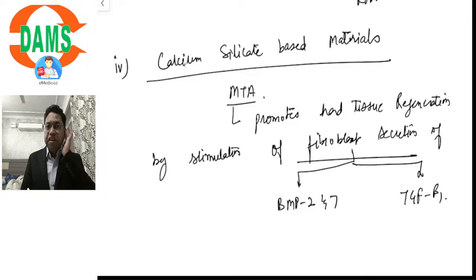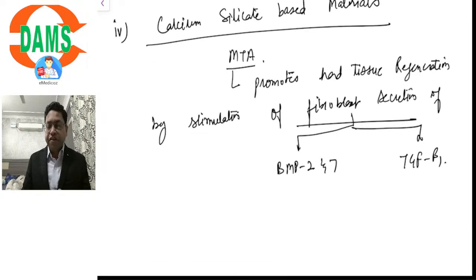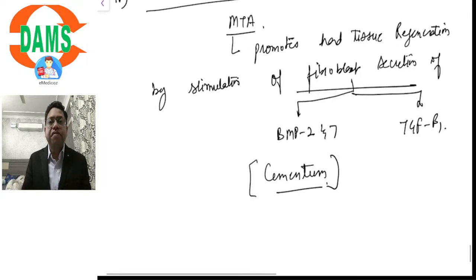Fibroblasts are present over there. These fibroblasts are stimulated to release these two components that promote the formation of our reparative barrier. And again, I am telling you which reparative barrier is most likely to be formed. It is cementum, most likely calcified tissue to be regenerated. Cementum.